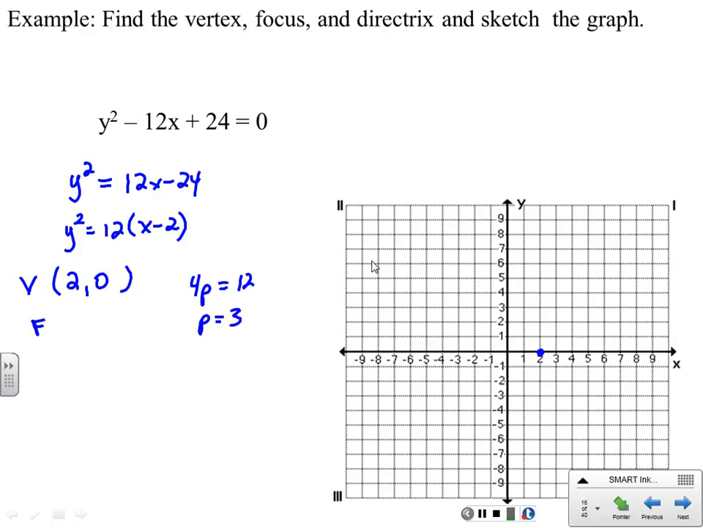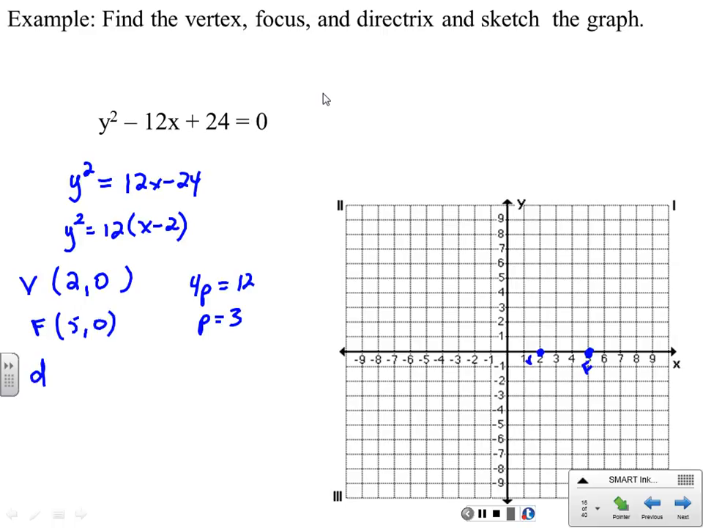Does this one open right or left? How do you know? 12 is positive right here. Don't look at this one, this one. 12 is positive, so it's going to open to the right. And so my focus has got to be to the right of my vertex, so I'm going to go 3 units. 1, 2, 3. So there's my focus. There's my vertex. And so my focus is going to be 5, 0.